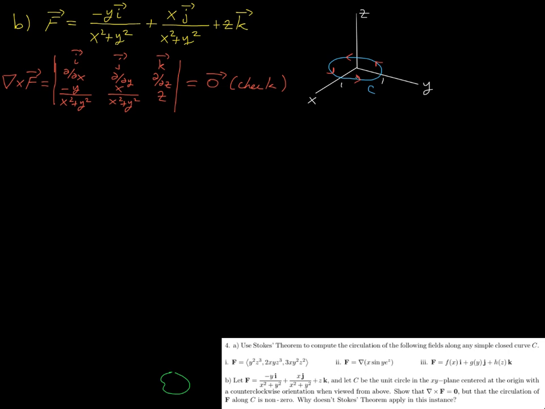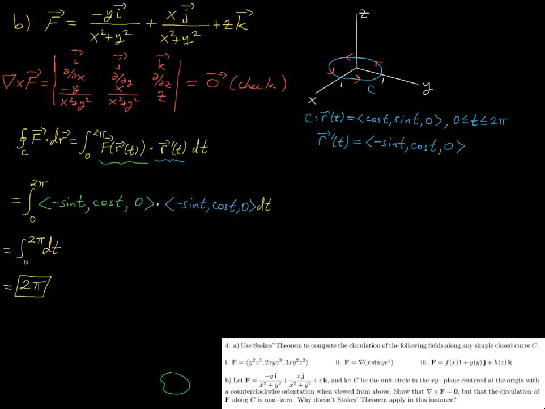Let's go ahead and compute the circulation around the unit circle here. Let's see what we get. So we're parameterizing the circle, so it's counterclockwise when I look down on it. So I'll parameterize it as cosine t, sine t, 0, and t varies from 0 to 2 pi. And here's our derivative vector. And so to compute the circulation integral, we're going to evaluate our vector function f along the circle, and then dot that with the tangent vector.